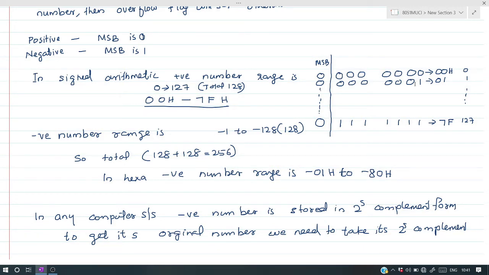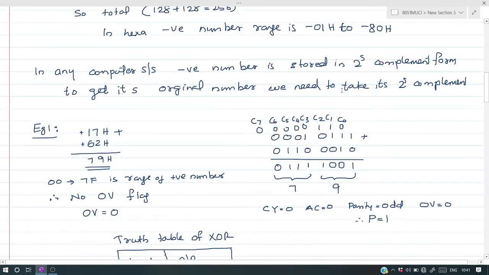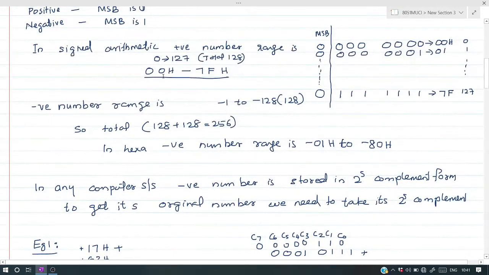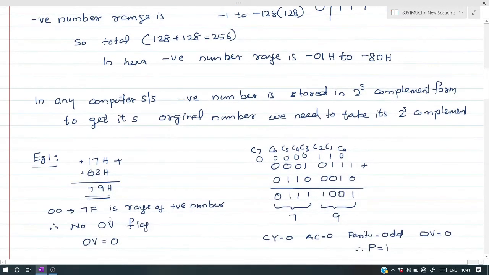Let's see some examples in order to get a clear idea. The first example: here we are adding two positive numbers, 17H and 62H. 7 plus 2 is 9 and 6 plus 1 is 7. So the result is 79H. 79 is coming in this range, so overflow will not arise. The overflow flag is reset. Let's see this binary addition in detail.